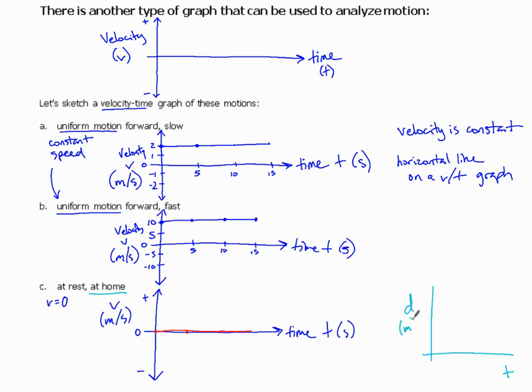So distance, meters, time, seconds, and here's 0, 0. At home would be here at a distance of 0 meters. This is at home. And so at home, I'm not moving anywhere, so I'm still at home. Time passes on, still at home. This is the only way I can really know my position or my location, meaning at home.